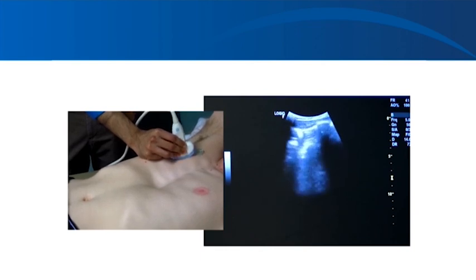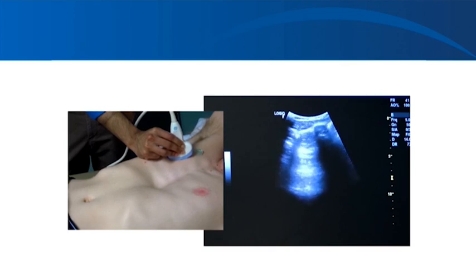The presence of lung sliding tells us 2 things. One is that pleural surfaces are adjacent, that means there is no air in between, and the lung volume is changing with respiration, which is a good thing. Note that no lung sliding will be observed during breath holding, and absent lung sliding may be seen in pneumothorax and various other pathologies.